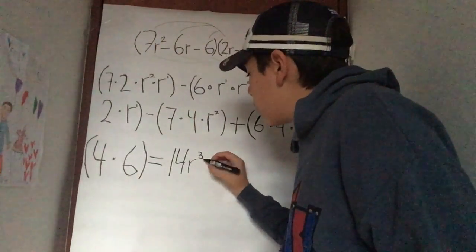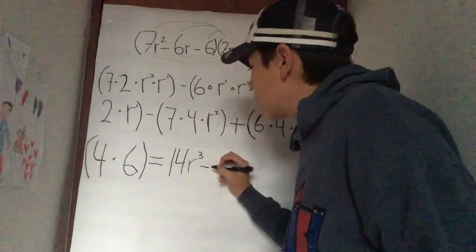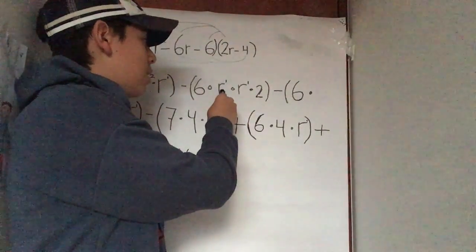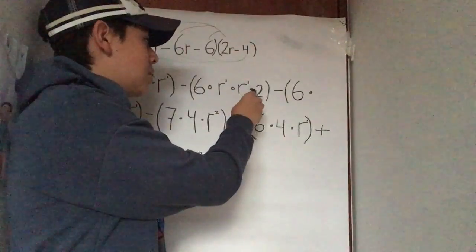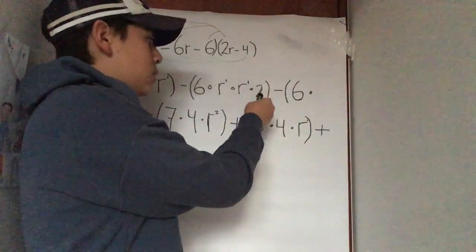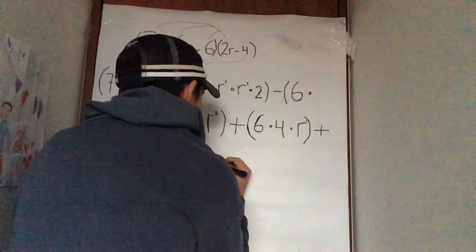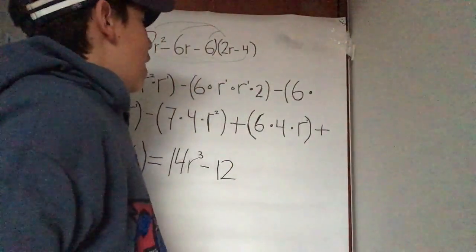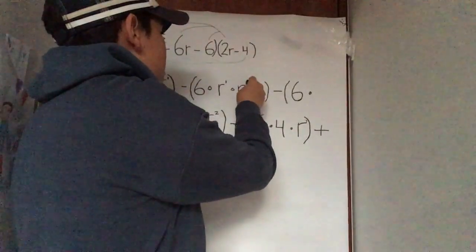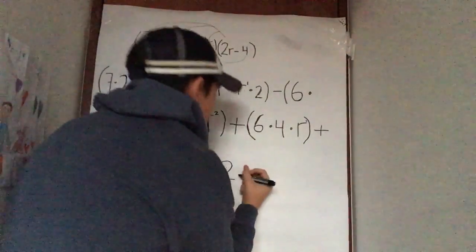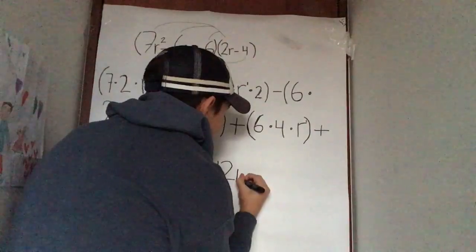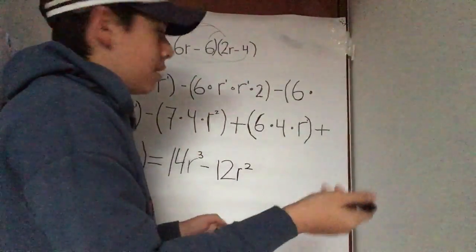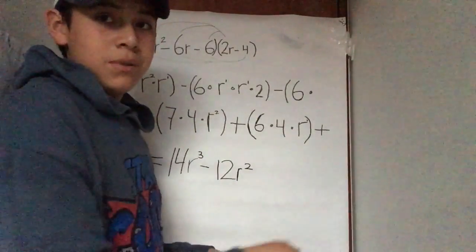So the next one, minus. So here we put a minus. 6 times r times r times 2. So 6 times 2 it's equal to 12. And this plus this, 1 plus 1 is r 2. And like this to all of the multiplications.